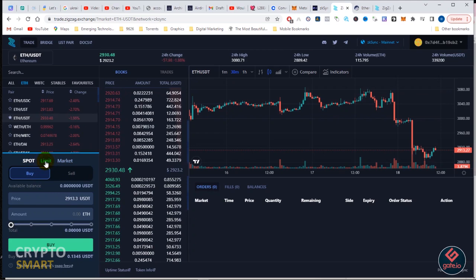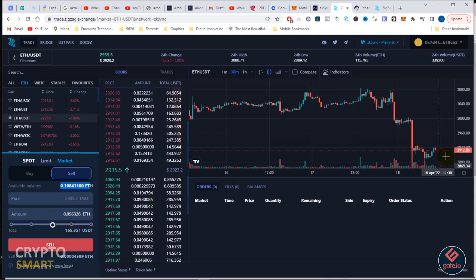Under spot, I have my limit order and I have my market order. I'm going to use half of my portfolio to buy some ETH. Or I can sell ETH for USDT, because I don't have any USDT. I can sell the ETH I already have in my wallet to USDT. This is the ETH I have in my wallet, so I can use either half of it or a quarter of it. I can sell it at this particular price. The price now is 2912, and the market price is saying 2935.